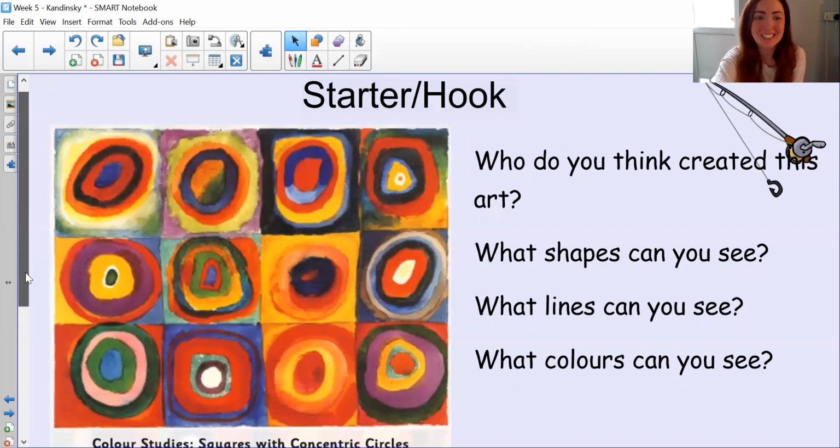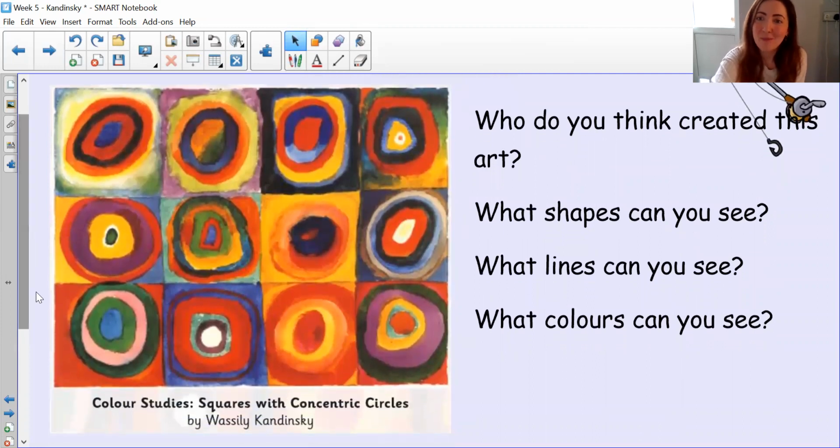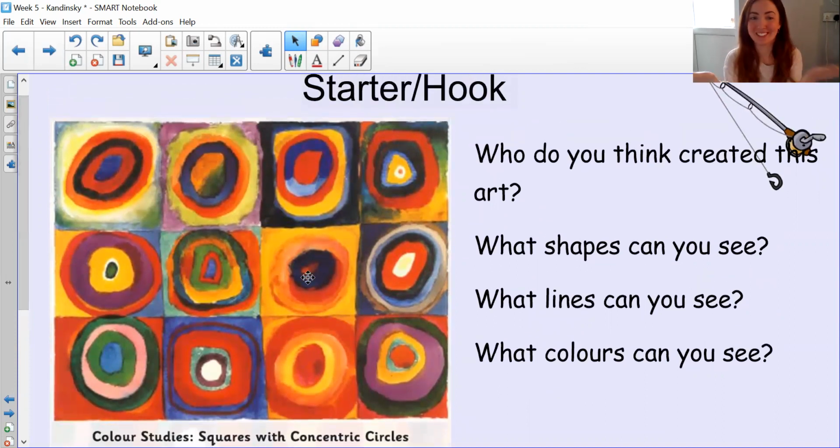So well done if you said Kandinsky. This is a piece of art by Kandinsky, and it's called Squares with Concentric Circles. So that's that word, concentric. And what shapes can we see? Now, you probably noticed, but it's also in the title. So squares around each set of concentric circles. So unlike lots of other pieces of Kandinsky's art, this only has two different shapes in it, squares and circles.